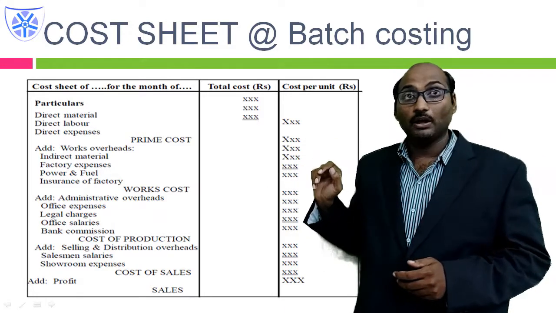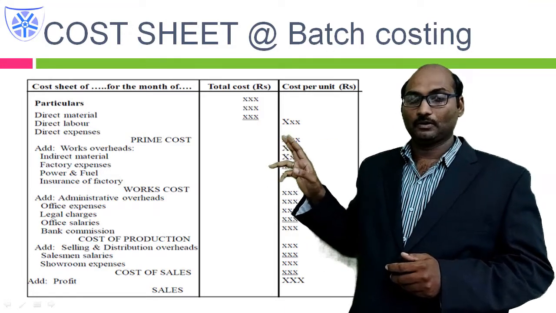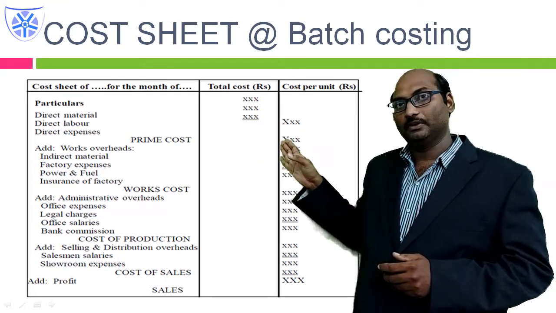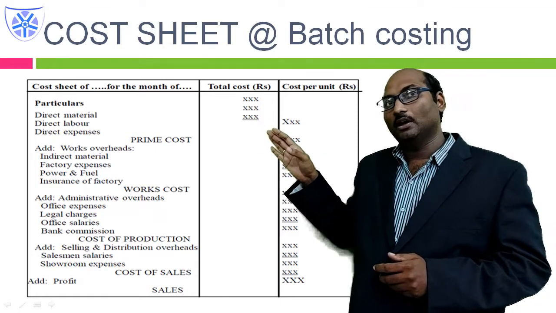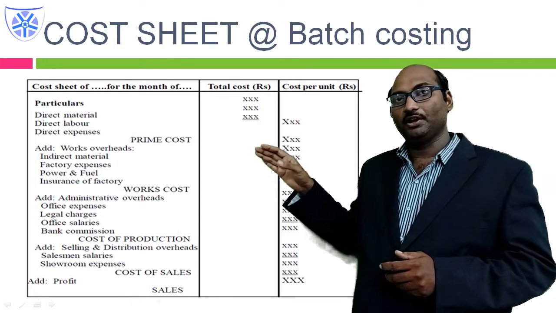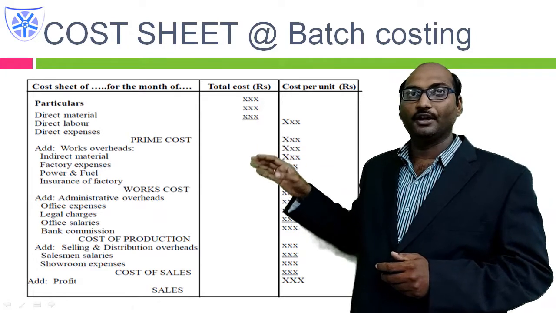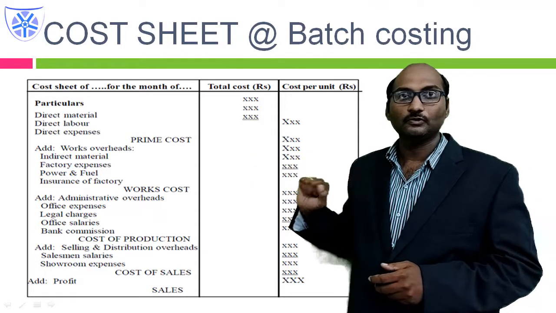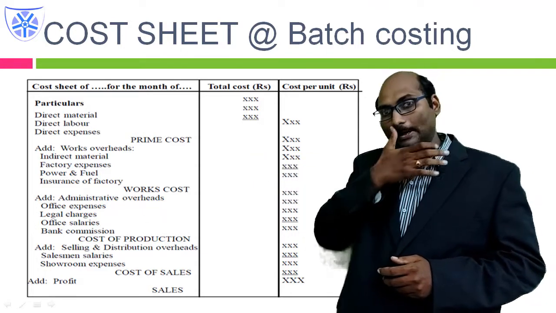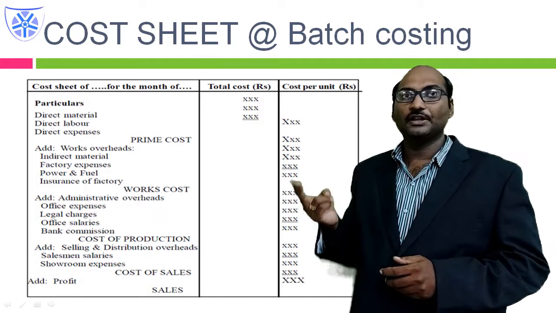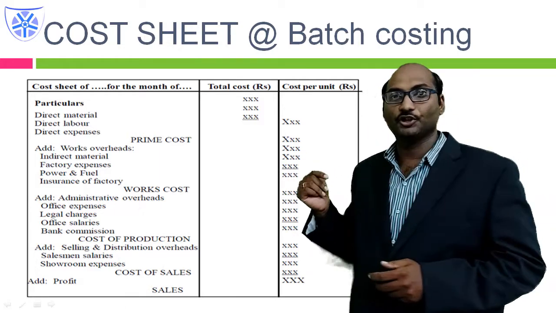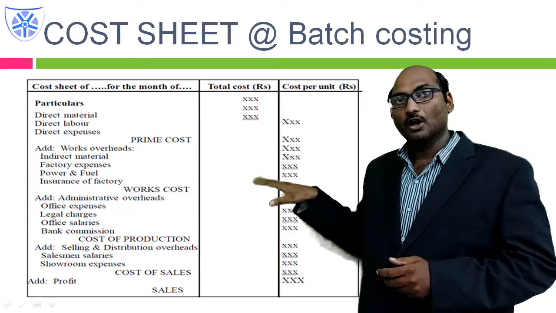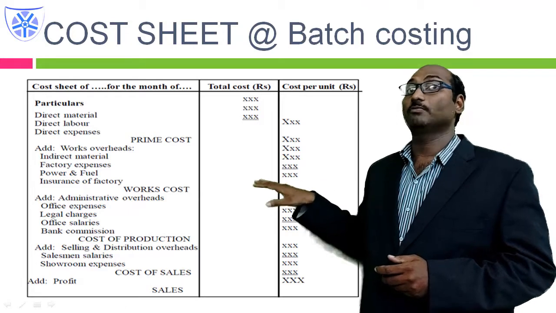Then what are the works overheads? What are the factory overheads in total, and what is the per unit? That consists of indirect material, factory expenses, power and fuel, insurance of the factory. All these things make up the works cost. Then administrative expenses like office expenses, legal charges, office salaries, then bank commissions. All these things come under the cost of administrative overheads. All this together comes under the cost of production.